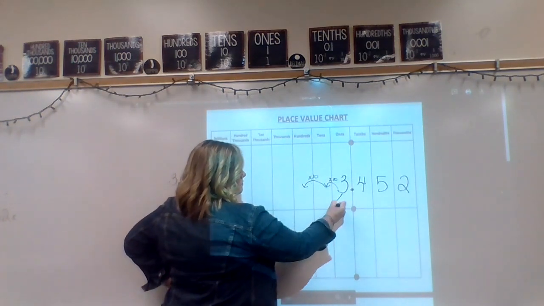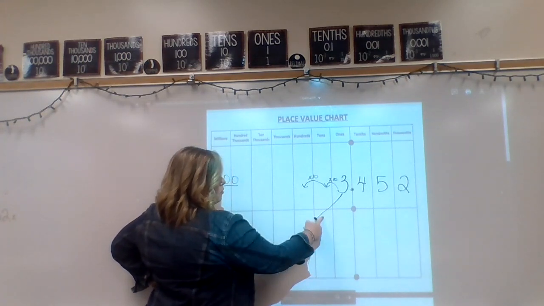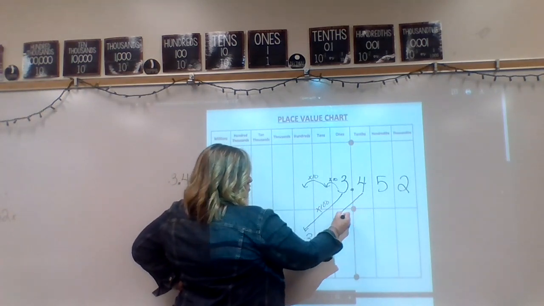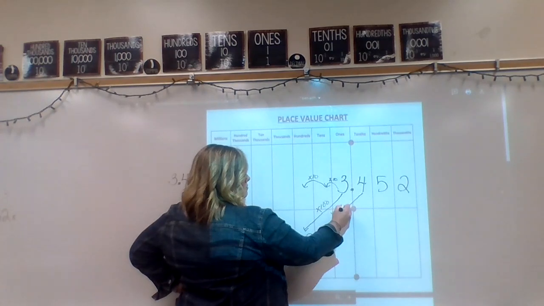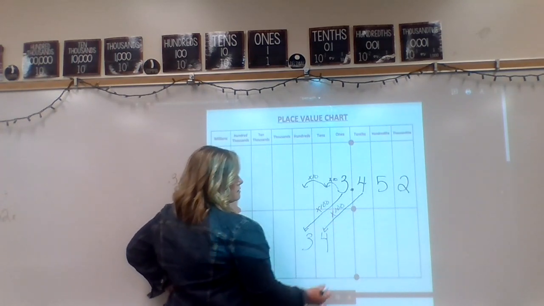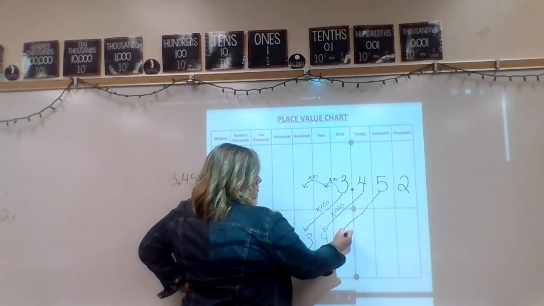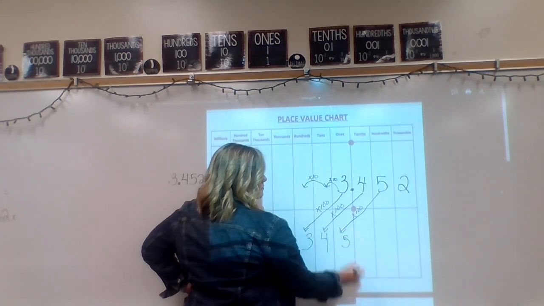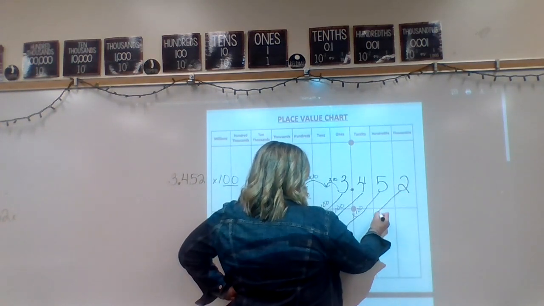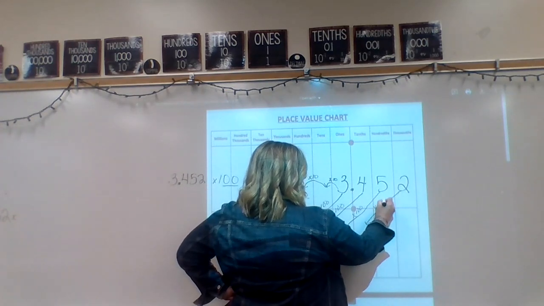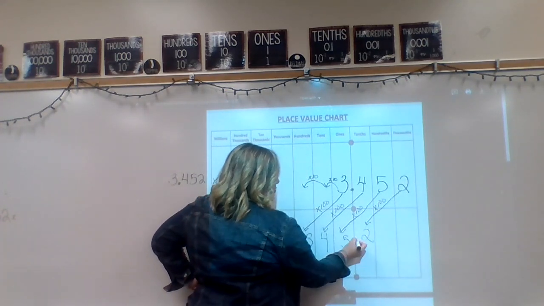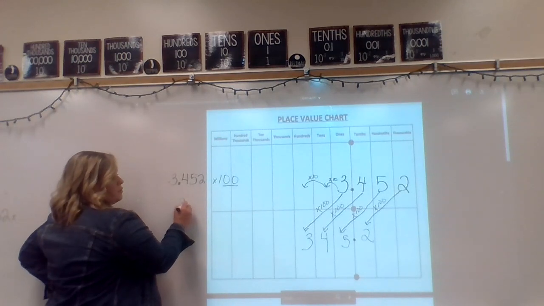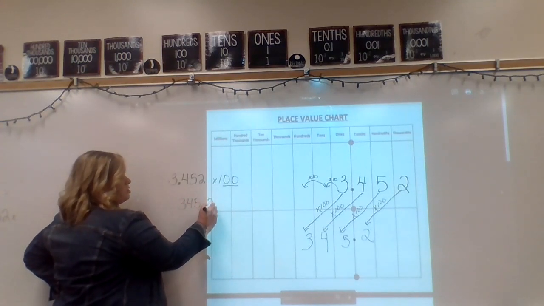So my 3 is going to move 2 places. 1, 2 times 100. The 4 is going to move 1, 2 because I multiplied times 100. The 4 is going to move to the tens place. The 5 is going to move 1, 2 because I multiplied by 100. And the 2 is going to move 2 places. 1, 2 because I multiplied times 100. Now the decimal point is in between the 5 and the 2. So when we multiplied by 100, I ended up with 345 and 2 tenths.